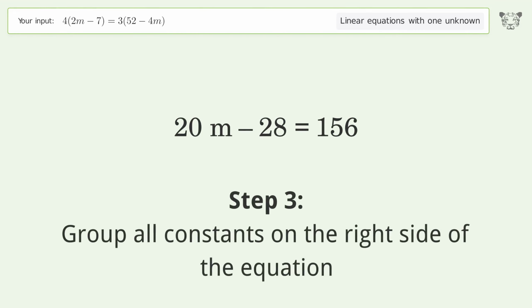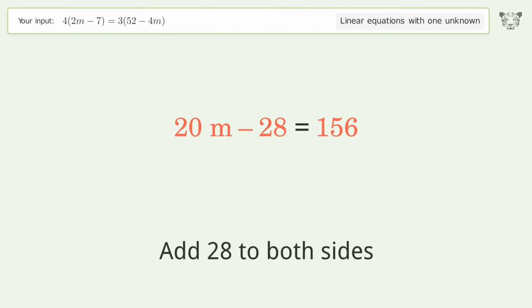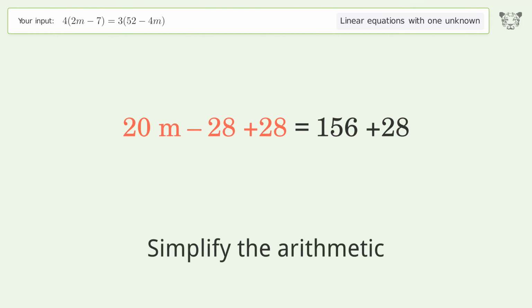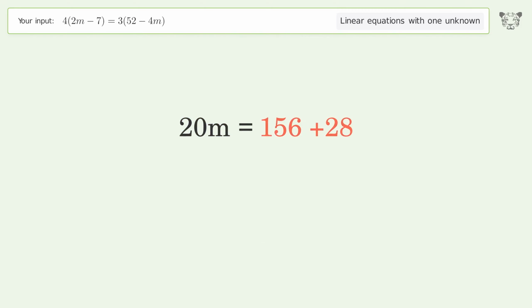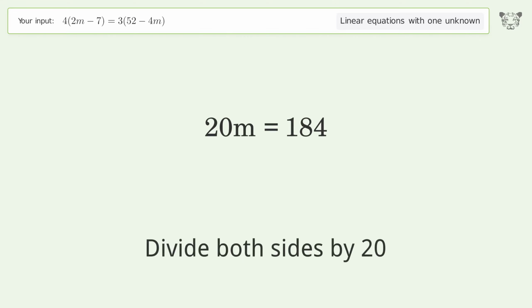Group all constants on the right side of the equation. Add 28 to both sides. Simplify the arithmetic. Isolate the m. Divide both sides by 20.